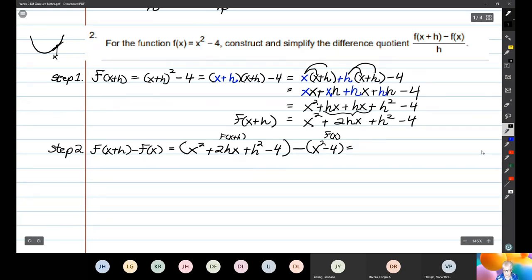That's going to be x squared plus 2hx plus h squared minus 4 minus x squared. Now be careful here, minus times minus is plus. So you're going to have plus 4. And that's where I'm at right now when I'm taking a drink of water.